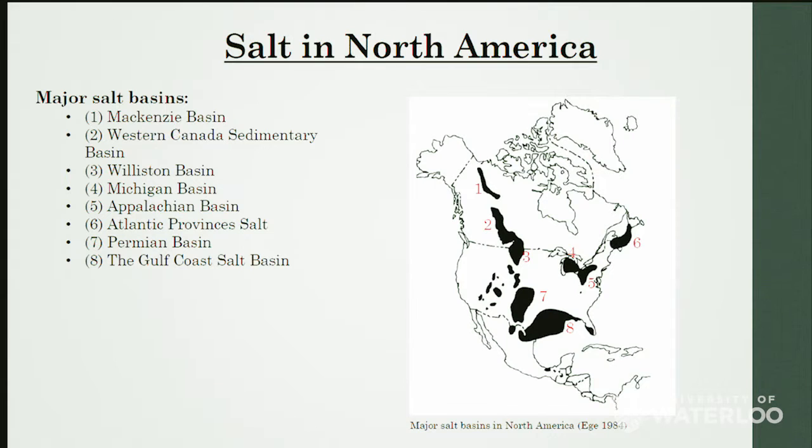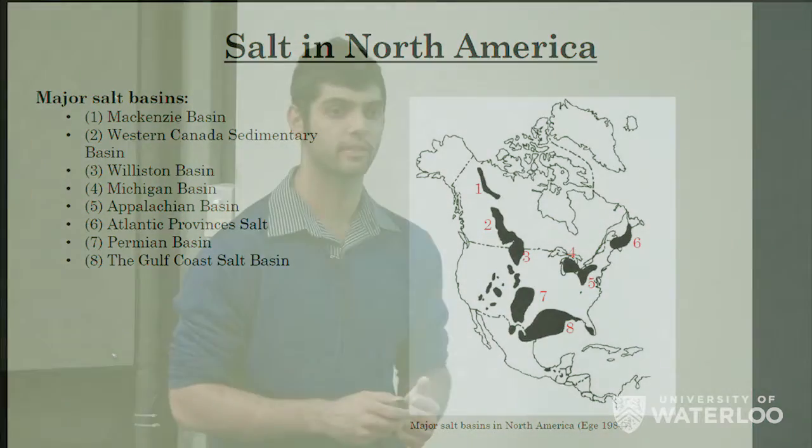Number 3 is Williston Basin. Number 4 is Michigan Basin, which covers part of US and part of Ontario. Number 5 is Appalachian Basin. Number 6 is Atlantic Provinces salt. Those salts are thick. They're actually salt domes, thick enough that we can build large salt caverns there, and they're good for CAES. Also in the Atlantic Provinces, they have a lot of wind plants. Number 7 is Permian Basin, and number 8 is the Gulf Coast Salt Basin.